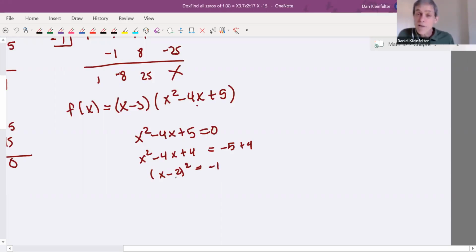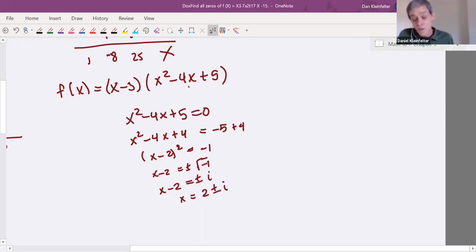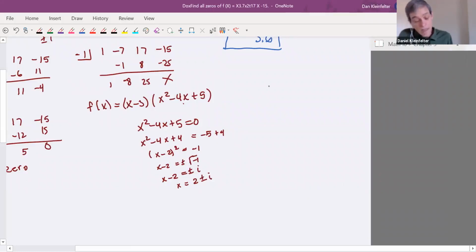All right, so now you can see that the left side is squared and the right side is -1, so we definitely have complex solutions here. So x minus 2 will be plus or minus the square root of -1, but we know that's i, right? So x minus 2 equals plus or minus i. x is equal to 2 plus or minus i. So in all, our zeros ended up being 3, and then 2 minus i, 2 plus i. So there's our 3 zeros.